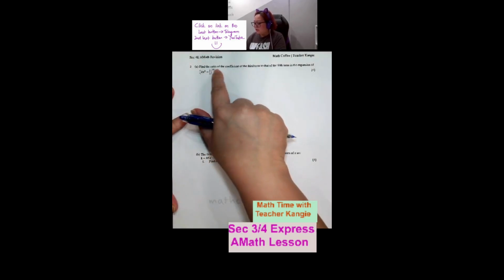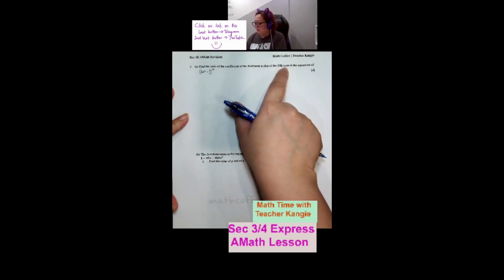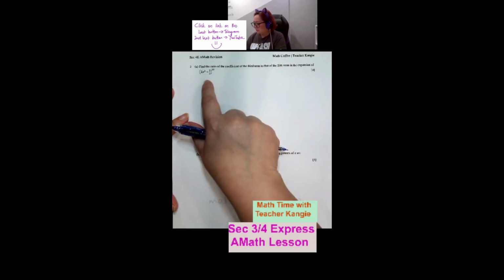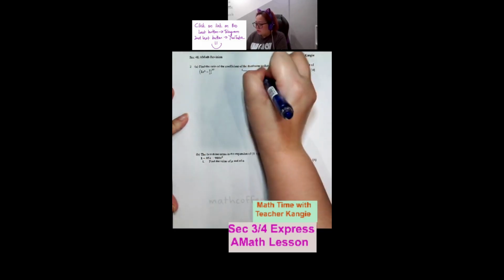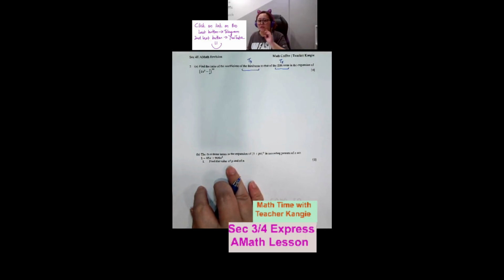Okay, so now find the ratio of the coefficient of the third term to that of the fifth term of this expansion. So this one straight away they already asked you to find the third term, and this one is the fifth term. So you straight away use the general term formula.